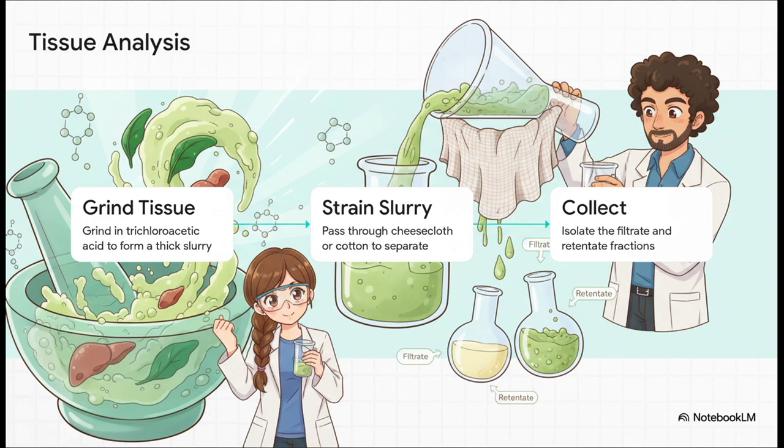Scientists take living tissue, say a piece of vegetable or liver, and grind it up using a mortar and pestle in a chemical called trichloroacetic acid. That creates this really thick slurry. Then they strain that slurry through something as basic as cheesecloth or cotton. This physical separation step is super important because it splits the organic compounds into two very distinct fractions.